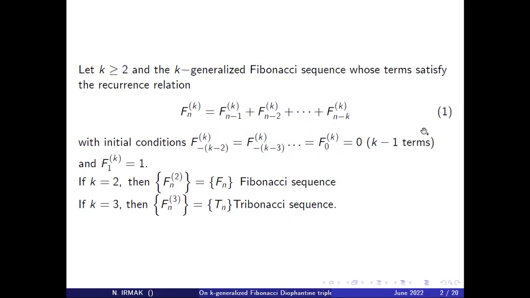Let k be at least 2, and the k-generalized Fibonacci sequence has terms that satisfy the recurrence relation 1, with the initial conditions of k minus 1 zeros and the last term being 1. If k is 2, then we obtain the well-known Fibonacci sequence. And if k is 3, we obtain the Tribonacci sequence.